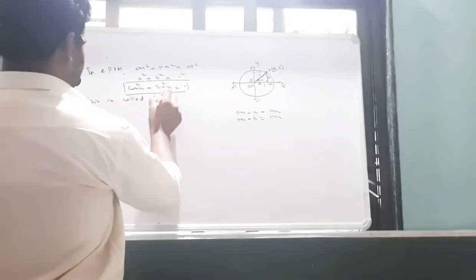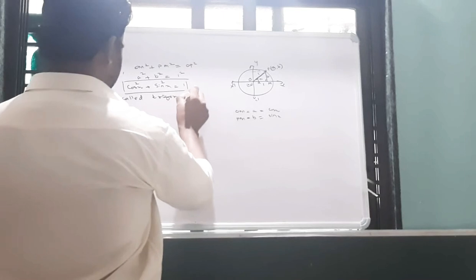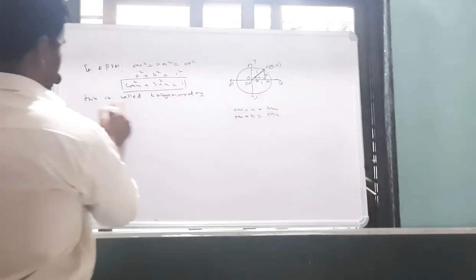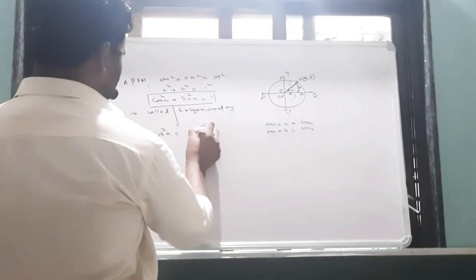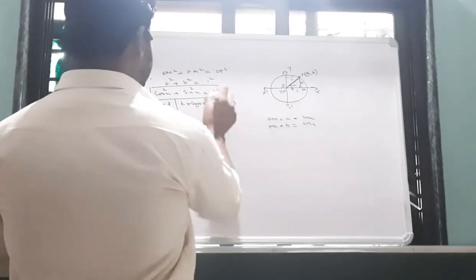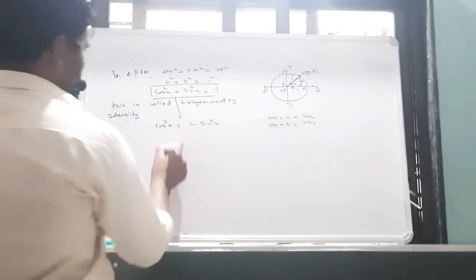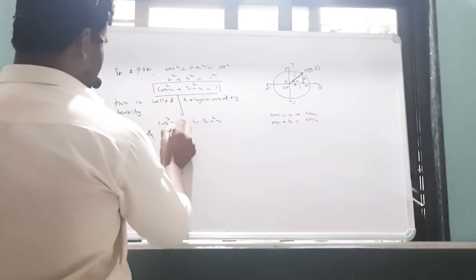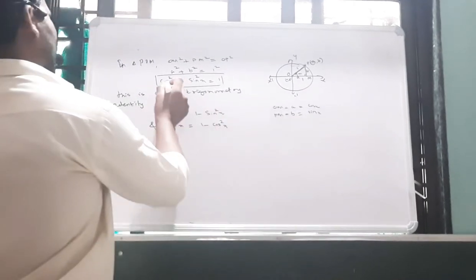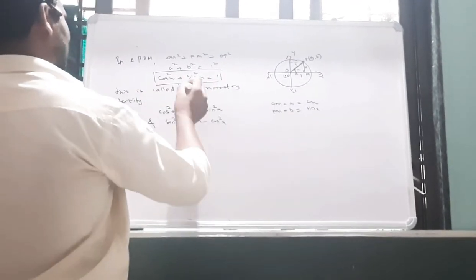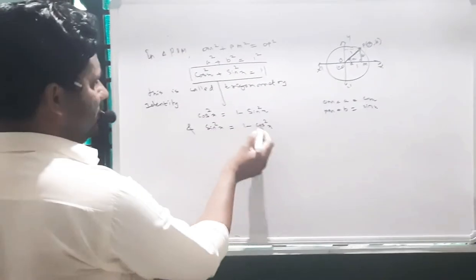This is called the trigonometric identity: cos square x plus sin square x is equal to 1. Different forms: cos square x is equal to 1 minus sin square x, and sin square x is equal to 1 minus cos square x.